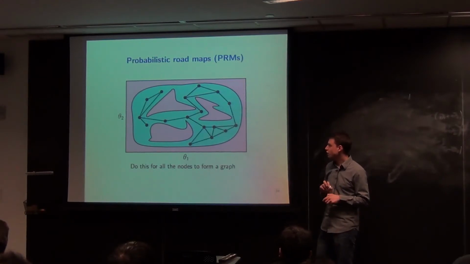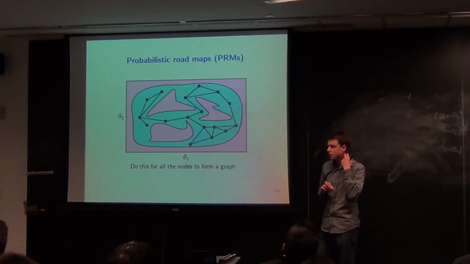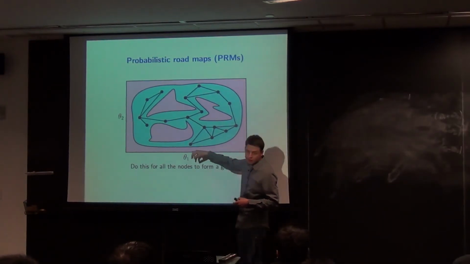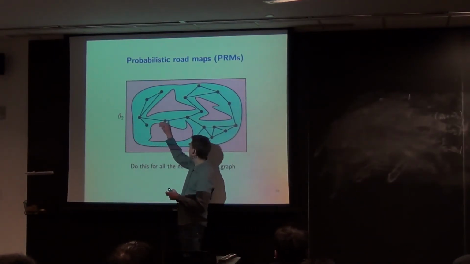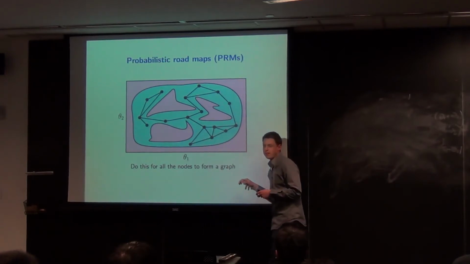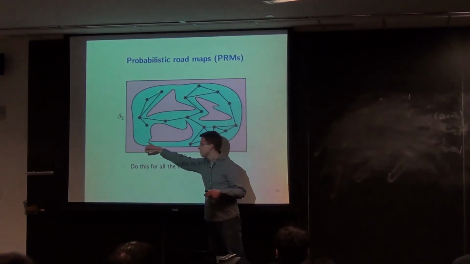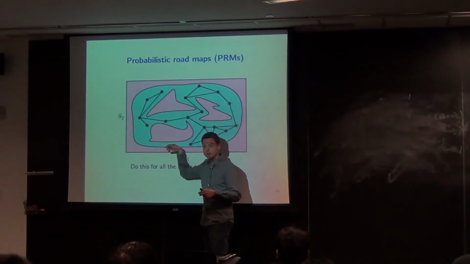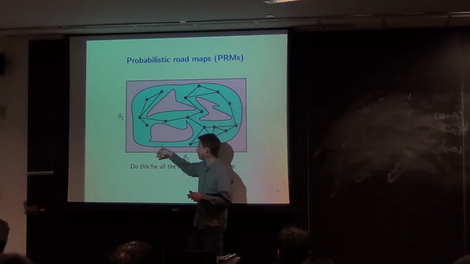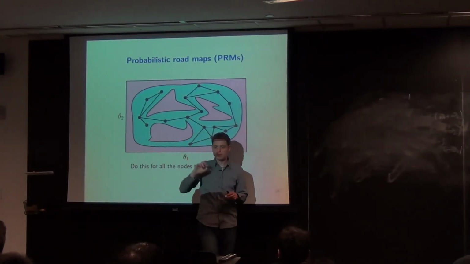Right, then we do this for all the nodes, and we get something like this. Note that not every passage here is actually being covered. We got points here, but just by bad luck, we didn't sample enough points to get good coverage down here. And so there's actually no path that will go, say, around this way in this current roadmap.